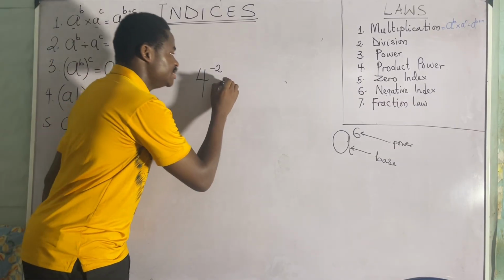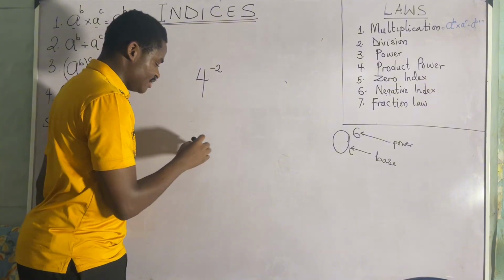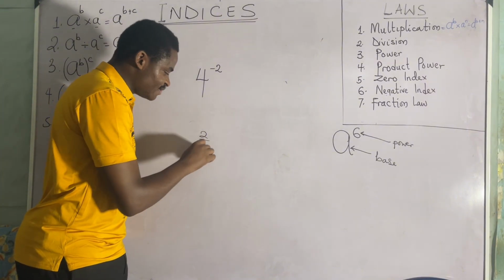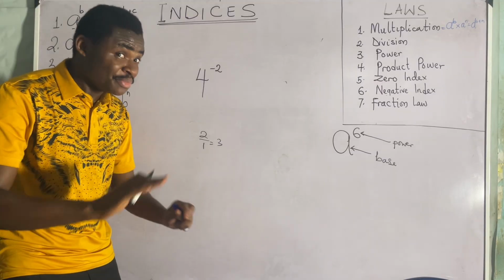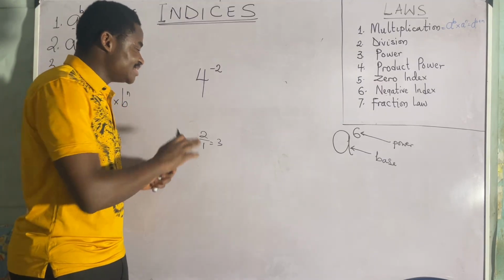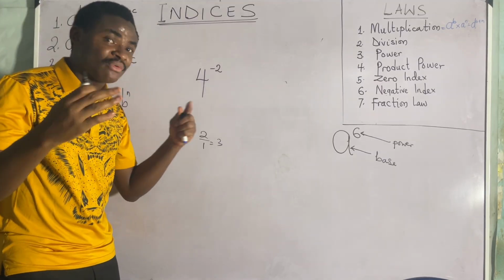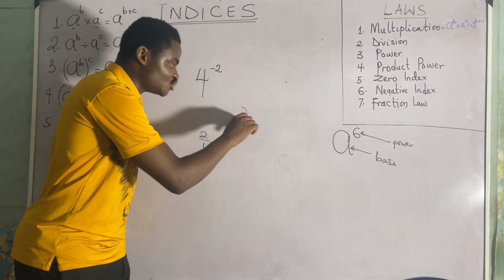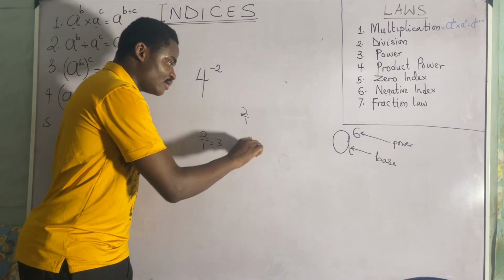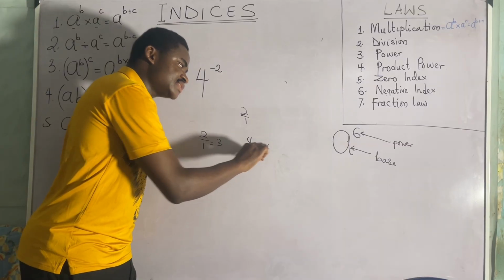Let me show you. Remember, 4 means 4. When you have a number, let's say 2, it simply means 2 over 1 because 2 divided by 1 is 2. So whenever you see a number without a denominator, it indirectly means it is divided by 1, because anything divided by 1 is that number itself. So 2 means 2 over 1. What does 4 mean? 4 over 1, because 4 over 1 is 4.